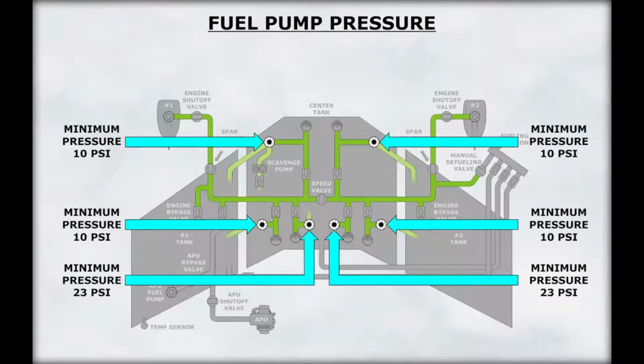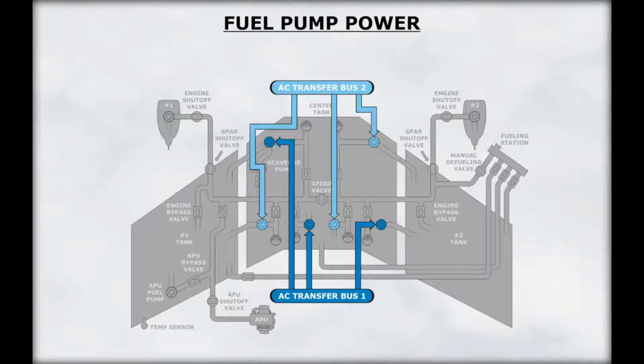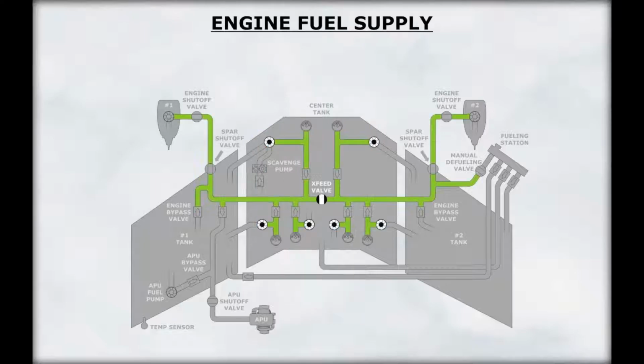The center tank pumps produce a higher pressure than the wing tank pumps. This ensures that the center tank fuel is used before the main tank fuel. As you can see on this diagram, one pump in each tank is powered by the opposite transfer bus. This arrangement ensures that at least one pump in each tank will remain powered in the event of a single generator failure. The number 1 engine is normally fed by the number 1 tank pumps and the left center tank pump. Engine number 2 is normally fed by the number 2 tank pumps and the right center tank pump.